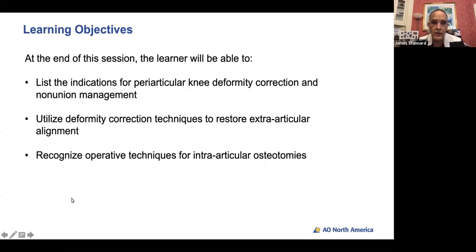The learning objectives at the end of this session: we hope you can list all the indications, or some of them at least, for periarticular knee deformity correction, and also non-union management, and also the deformity correction techniques for extra-articular alignment, as well as for intra-articular osteotomies.